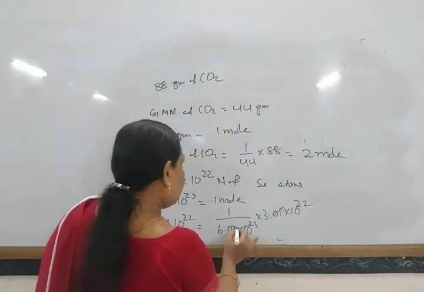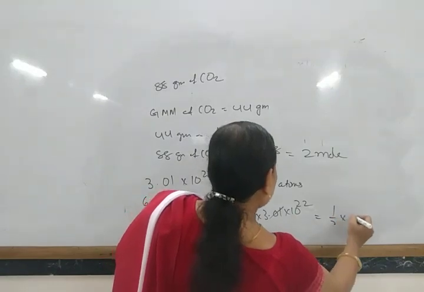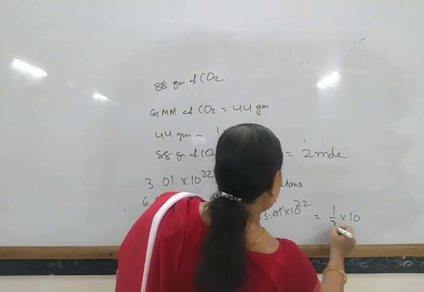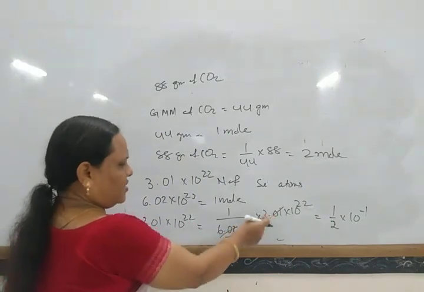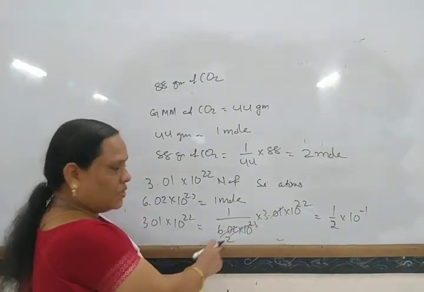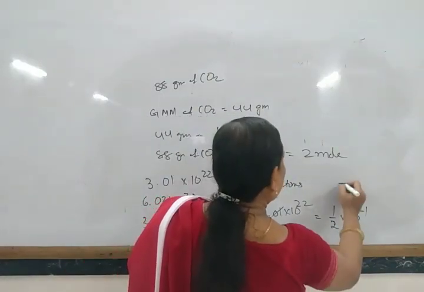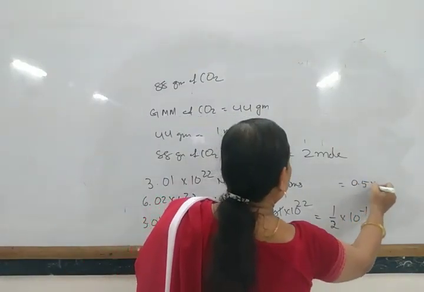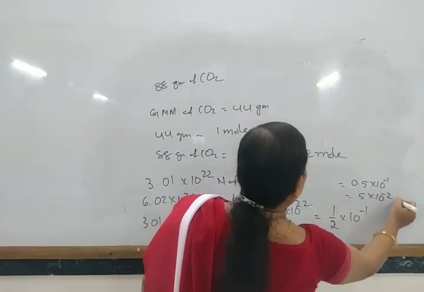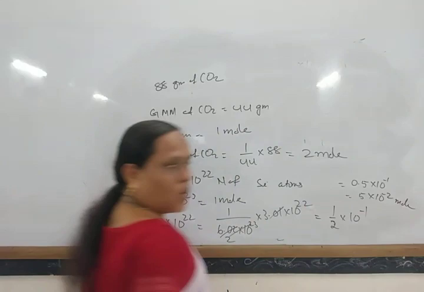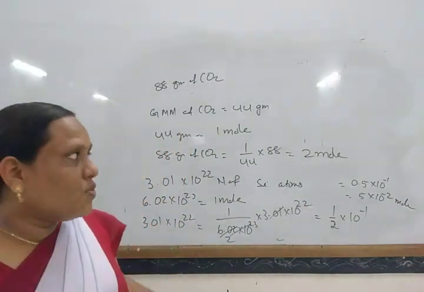So this is 1 by 2 into 10 to the power minus 1, since 3.01 by 6.02 is 1 by 2. That is 0.5 into 10 to the power minus 1, or 5 into 10 to the power minus 2 mole. In this way you can determine the number of moles.